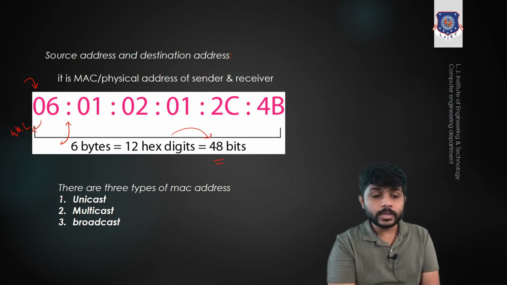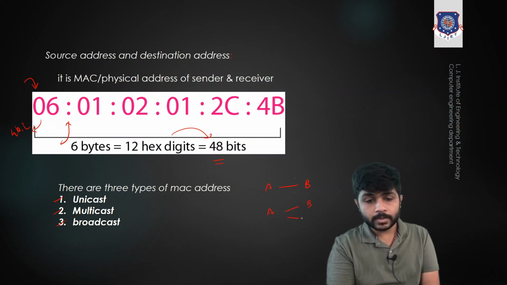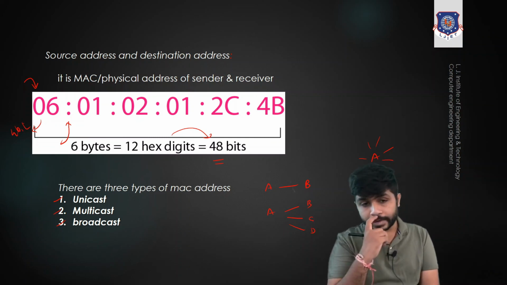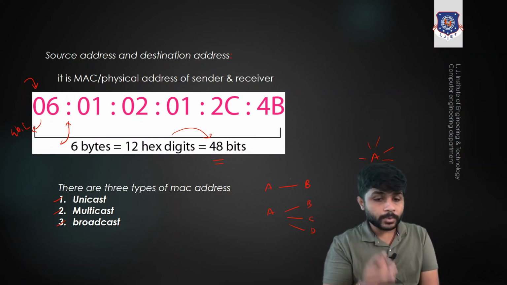Now there are 3 types of MAC address: unicast, multicast and broadcast. What is unicast? Unicast means 1 to 1. What is multicast? Multicast means 1 to many. So A can send data to multiple devices. And broadcast means 1 to all the devices which are present in the network. And you can find the unicast, multicast and broadcast MAC address by seeing the MAC address only. How can you find that?